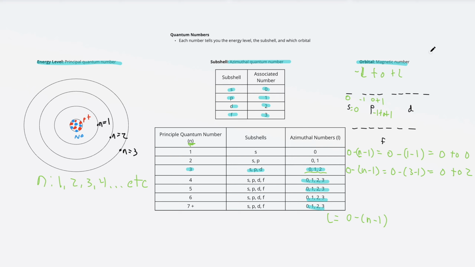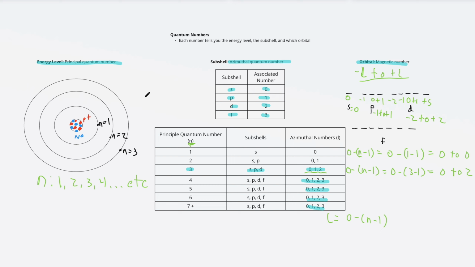And then let's look at D, and F will just follow the same pattern. So D has an azimuthal number of 2, so that would range from negative 2 to positive 2. So then just label your 5 lines, because each line is an orbital: negative 2, negative 1, 0, positive 1, positive 2. So with your equation negative L to positive L, if you plug in the azimuthal number for L and write down each whole number between those two numbers, the amount of numbers you have should always be equal to the number of orbitals that you have in that subshell.